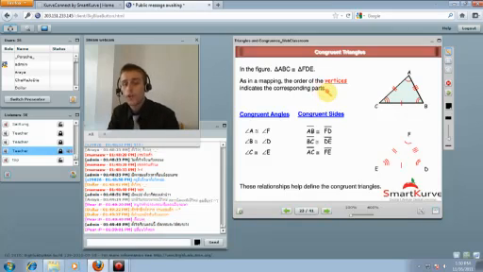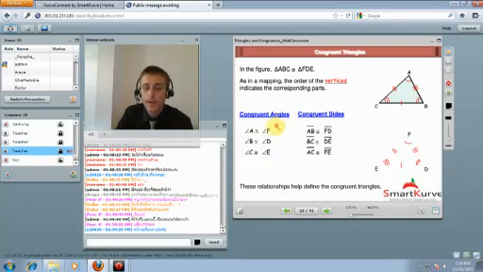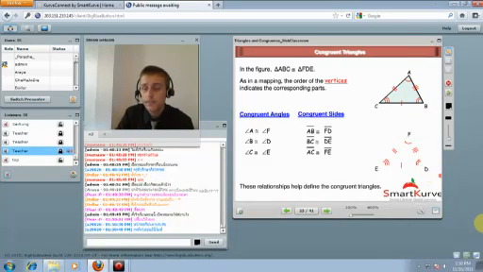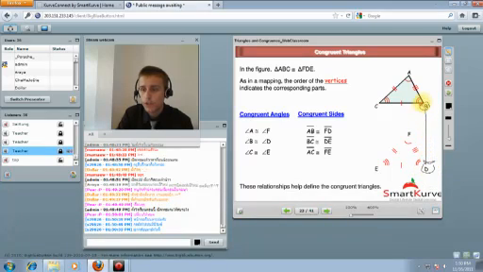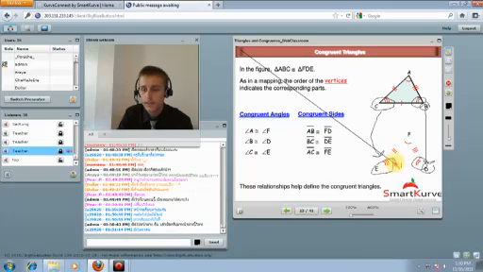As in a mapping, the order of the vertices indicates the corresponding parts. So in congruent angles, the angle A equals the angle F. You can see that right here. Angle B equals angle D. There's two lines right here to show us angle B, two lines to show us angle D. Angle C equals angle E. So angle C, we have three lines. The corresponding angle is E.